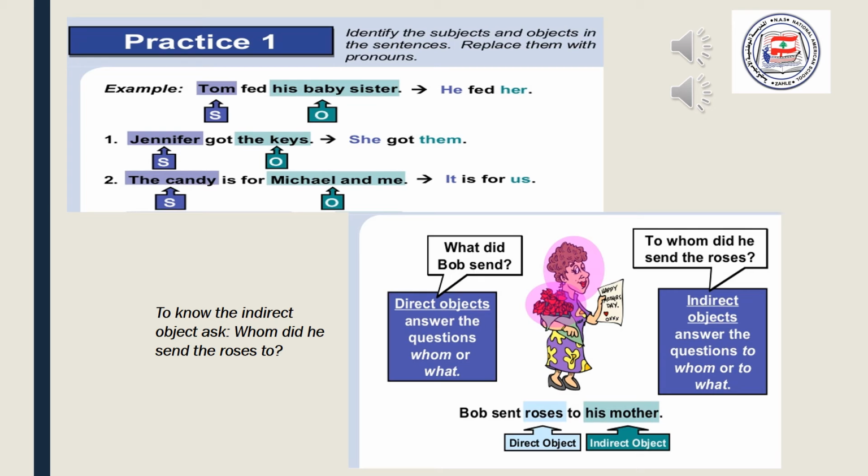How did I know? The first question. What did Bob send? Bob sent roses. So roses is the direct object since it answers the question what. The second question. To whom did he send the roses? He sent the roses to his mother. His mother is the indirect object since it answers the question to whom.